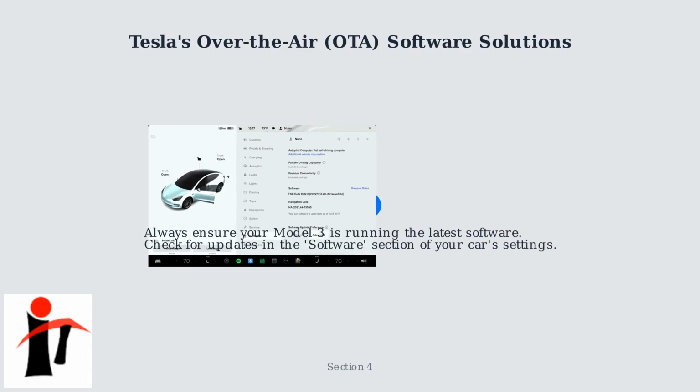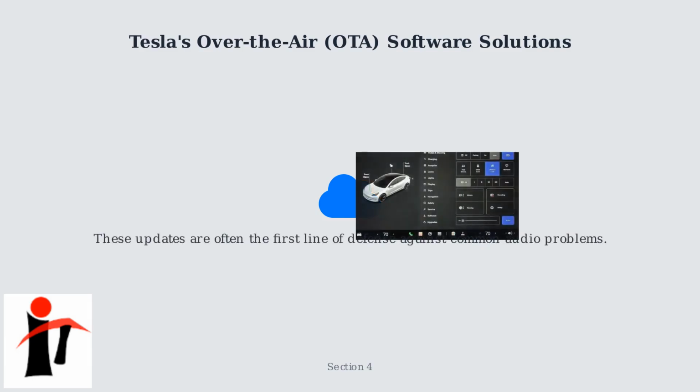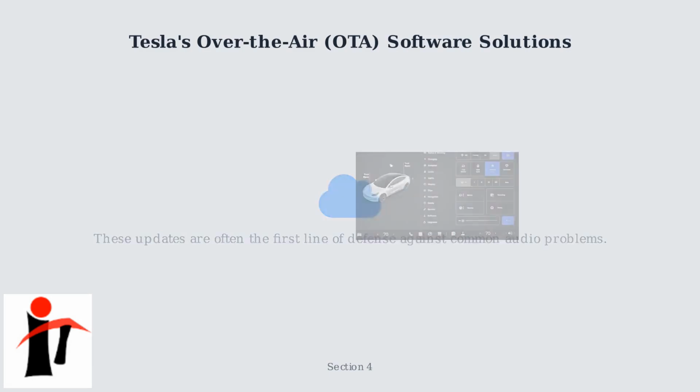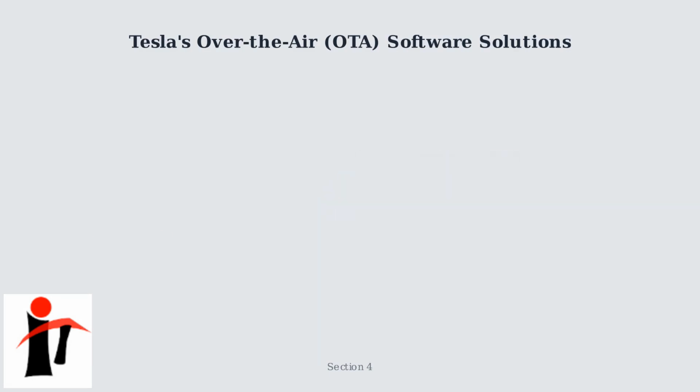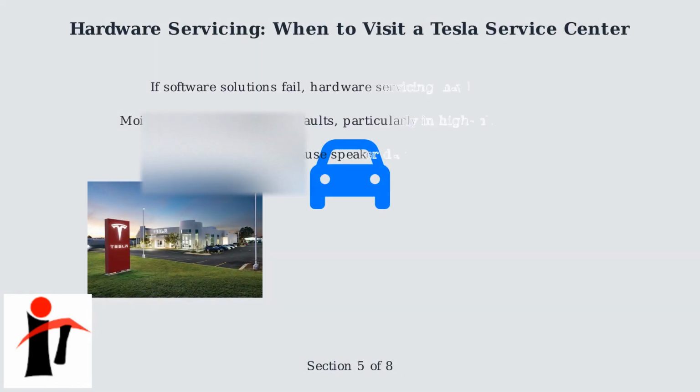Always ensure your Model 3 is running the latest software. Check for updates in the software section of your car's settings. These updates are often the first line of defense against common audio problems. If software solutions fail, hardware servicing may be necessary.